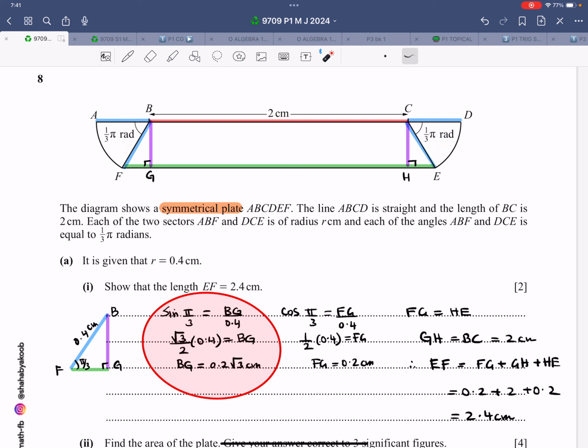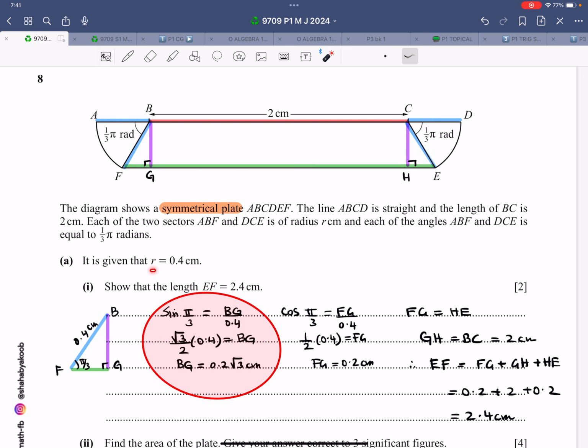And then it says each of the angles is equal to pi by 3. So this angle is pi by 3, this angle is pi by 3. Now if this line is straight, keep in mind this is pi by 3, the Z shape, therefore this is also pi by 3, this is also pi by 3.